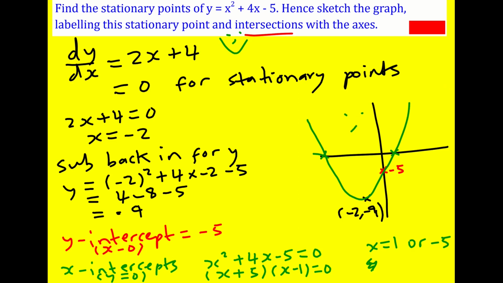Now the main focus of this was to work out dy by dx. But I also wanted to link previous topics. Now you might be saying, hang on, we already know how to get the minimum. We can just complete the square and then we can get the minimum that way. I should have labeled that one.